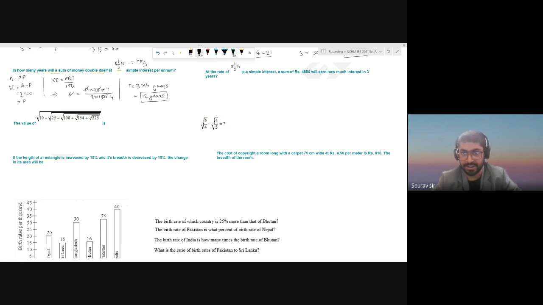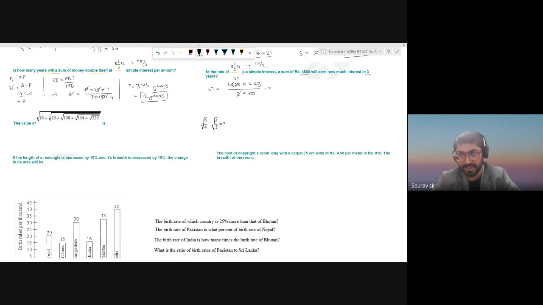Right. Next question. Rate of 8.5%. 8.5% is 17 by 2. A sum of 4,800 will earn how much interest? So this is your principal and years. So SI is principal. Use the formula that we discussed last time. So principal into rate is 17 into 3 by 2 times 100. Zeros will cancel, right? So 2 is 24.